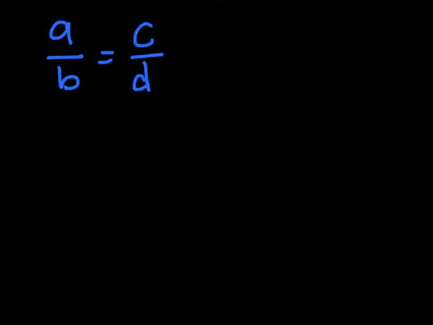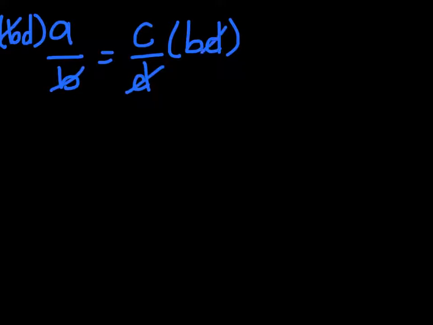We can use the multiplication property of equality to demonstrate the cross products property. So let's say that A over B equals C over D. We're going to multiply each side by BD to remove our denominators. So BD and BD. We will divide out common factors, so remove our B's here and our D's on this side. This gives us AD equals BC.